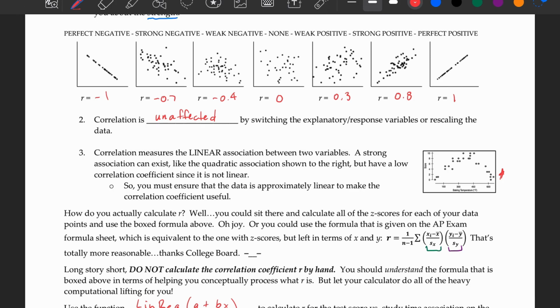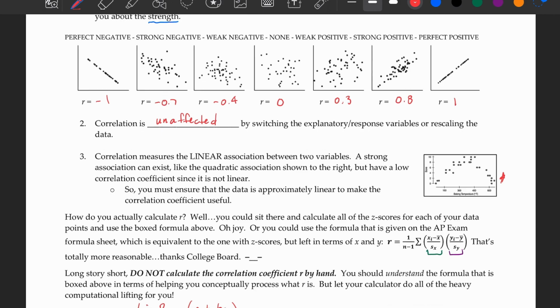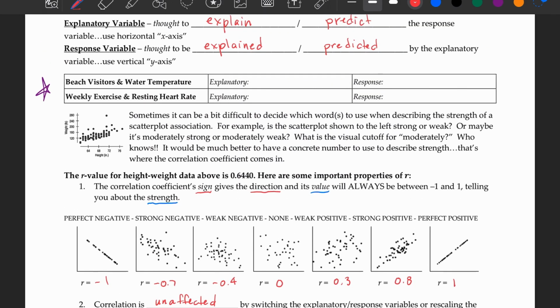So that brings us to the end of our video here, introducing some associations and scatter plots. So please make sure that you have thought about these explanatory and response variables before you enter class, and we will see you then.